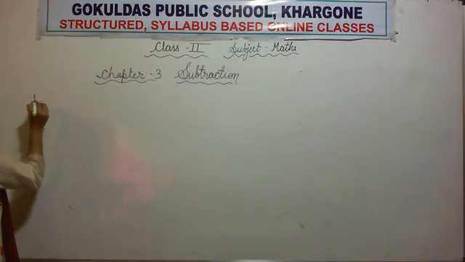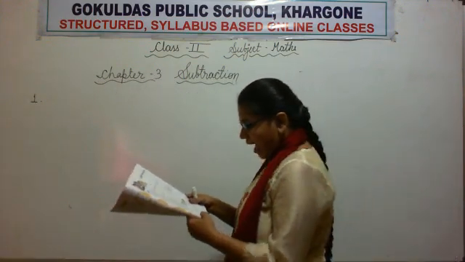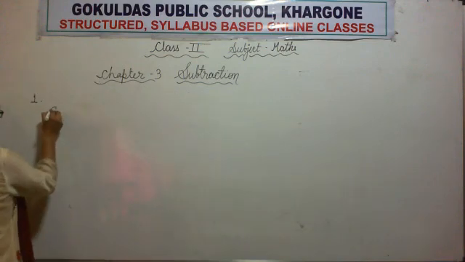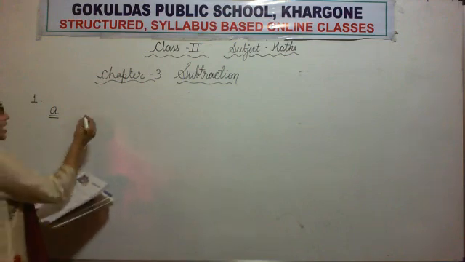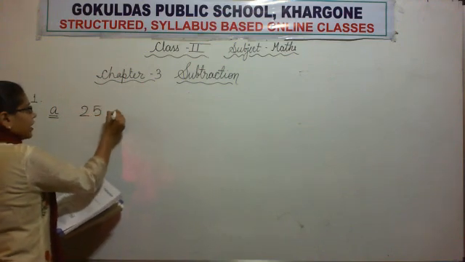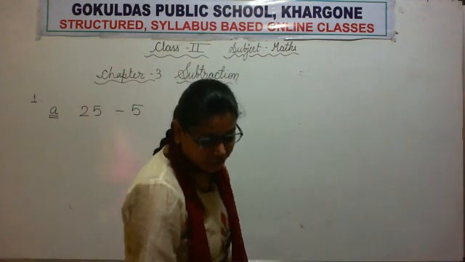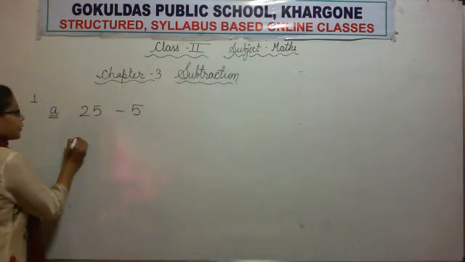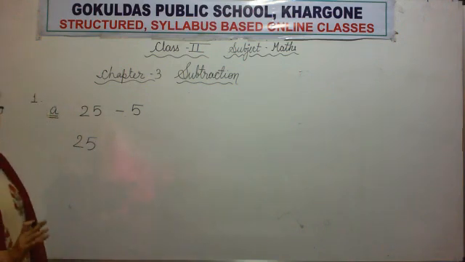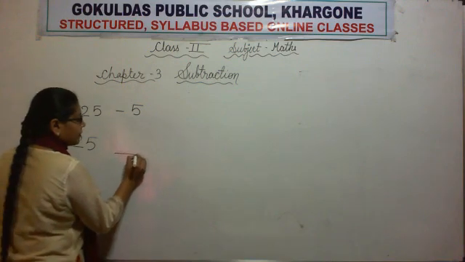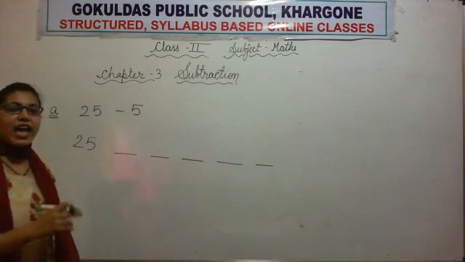Question number 1. One question is given and several parts are there. First they have given us part A. Although they have solved part A, we are still understanding how they have done it. 25 minus 5. Okay. So first of all, we will write 25, and how much we have to subtract is 5. So we will make 5 places, 1, 2, 3, 4, 5. 5 blank places we have made.